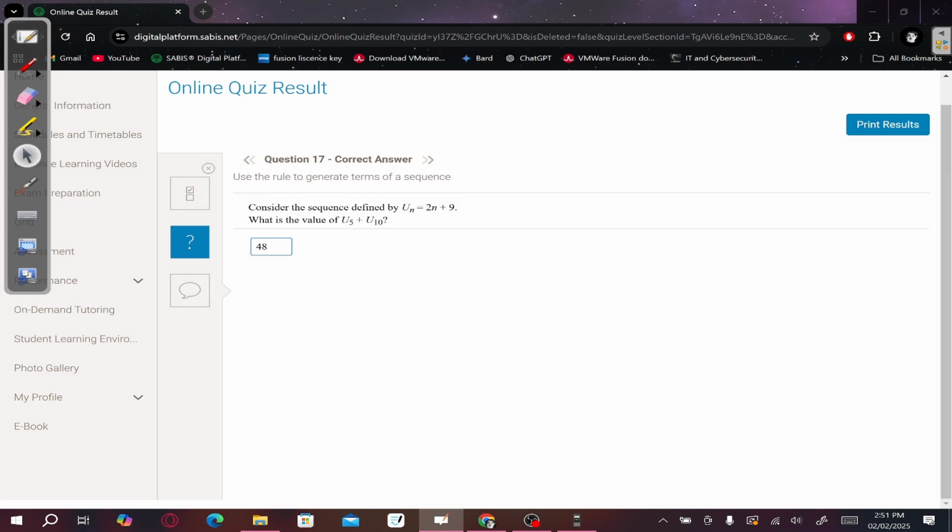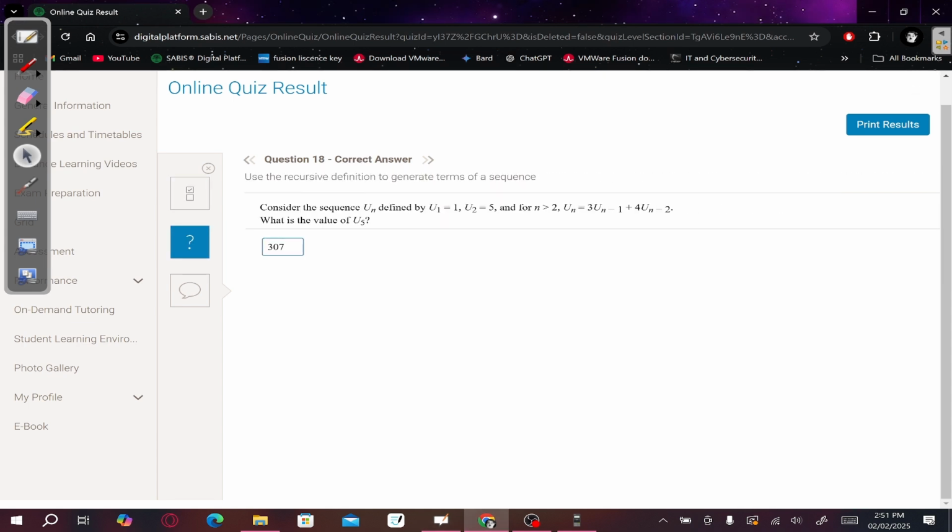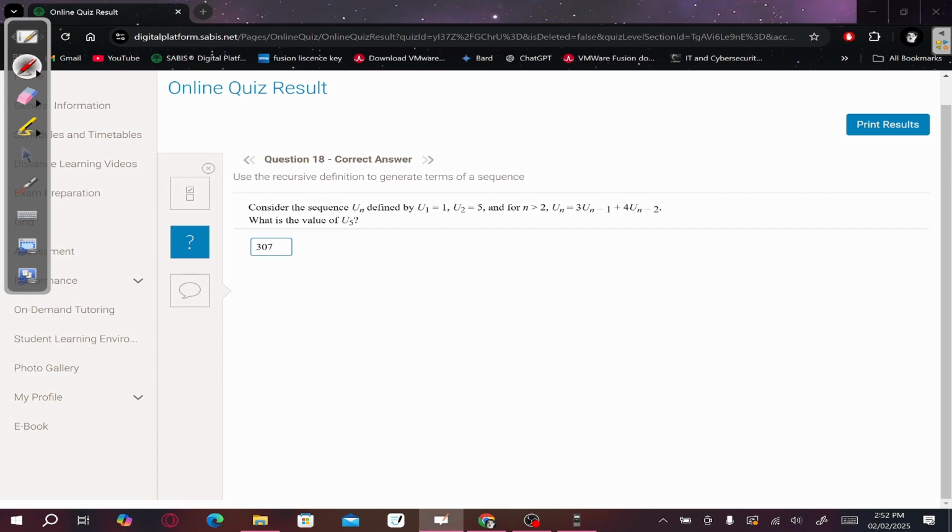Question 18. Consider the sequence defined by u1 equals 1, u2 equals 5, and for n greater than 2, un is equal to 3 times un minus 1 plus 4 times un minus 2.